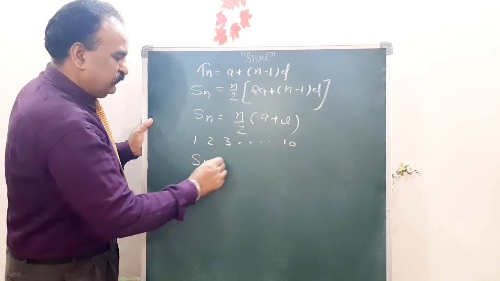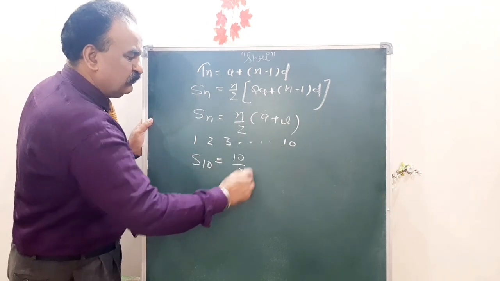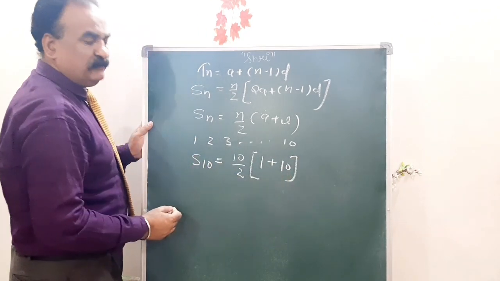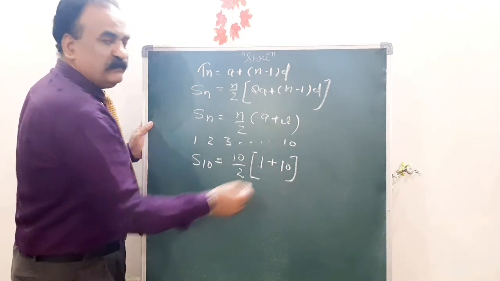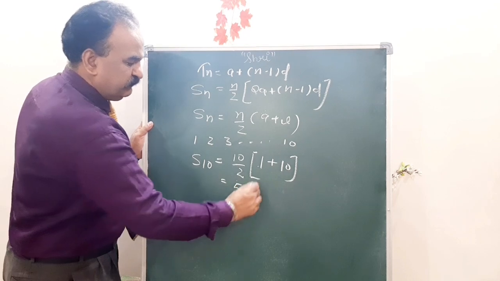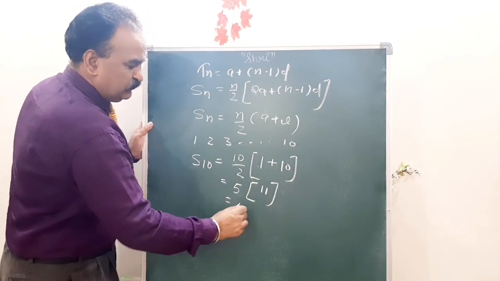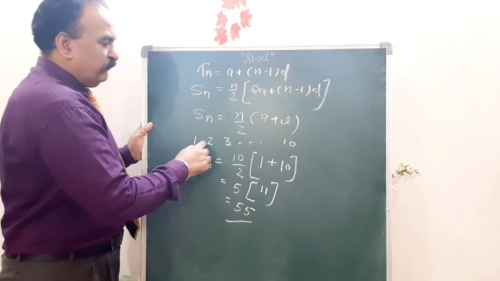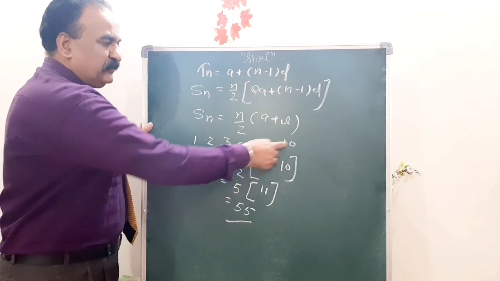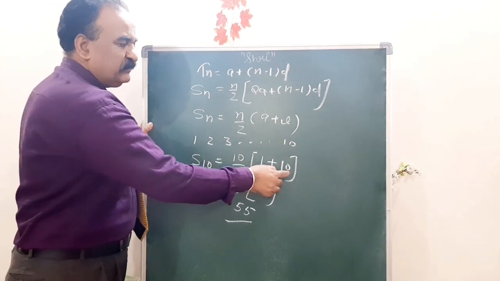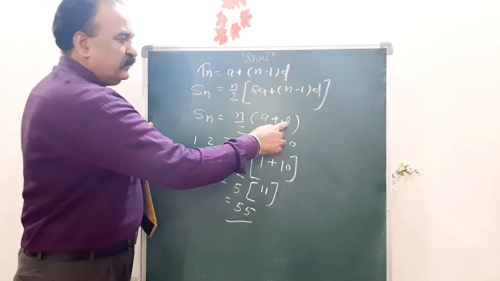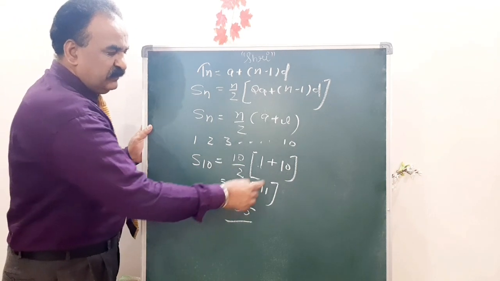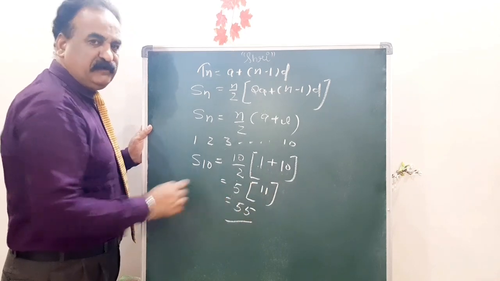So S10 is equal to n by 2, means 10 upon 2, into bracket a, the first term 1, plus the last term 10. So 10 by 2 into 1 plus 10. 10 by 2 means 5 into bracket 11 is equal to 55. It means the sum of the first 10 natural numbers, 1 to 10, is 55. The number of terms is 10, 10 by 2 into 1 plus 10, because a is the first term and l is the last term. So S10 is equal to 10 by 2, it means 5, into 1 plus 10. 10 plus 1 is 11, 5 times 11 is 55.